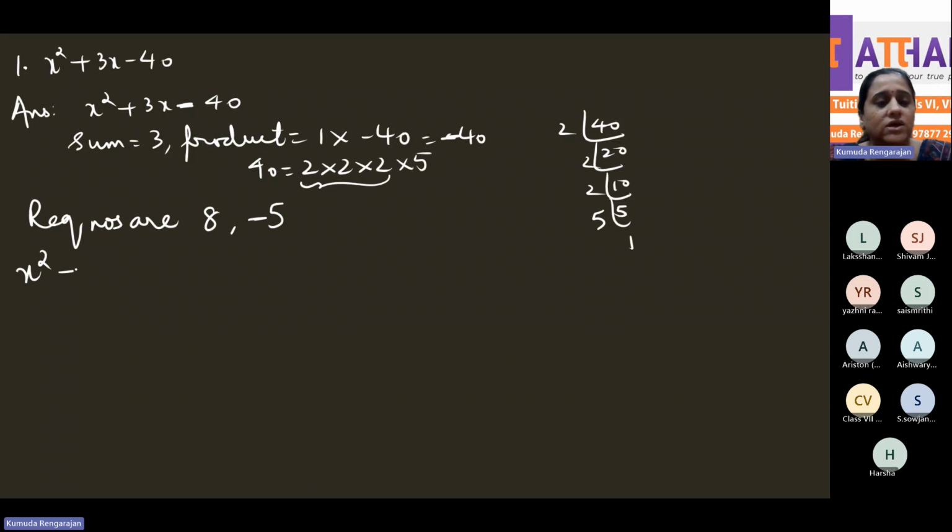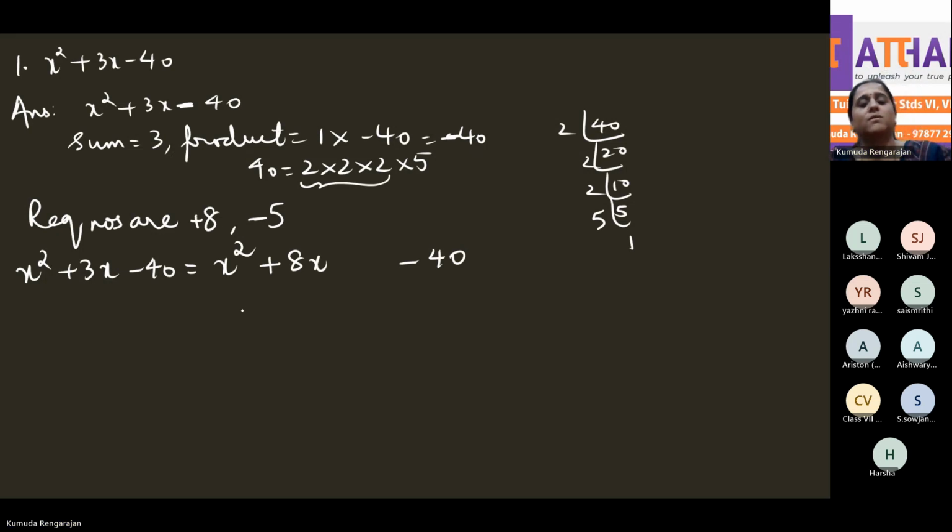Now, the given expression x squared plus 3x minus 40, in this one, split the middle term. That is, write x squared as it is, write minus 40 as it is. Write the middle term plus 3x as plus 8x. Why plus 8x? Because it's plus 8. Plus 8x minus 5x. Split the middle term.